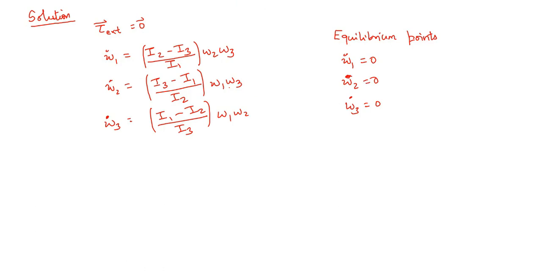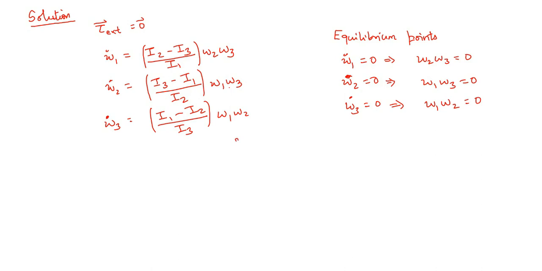If you put omega 1 dot equal to 0, the left hand side becomes 0, which means omega 2 into omega 3 is equal to 0. Similarly, from the second equation, the product of omega 1 and omega 3 is equal to 0. From the third equation, the product of omega 1 and omega 2 is equal to 0. So let us solve these equations.